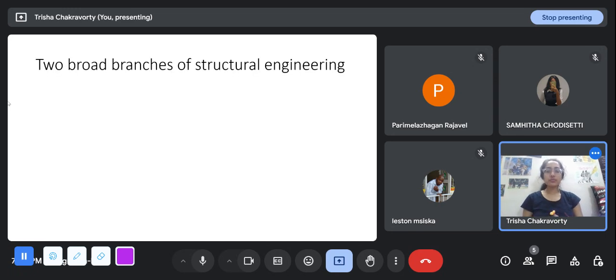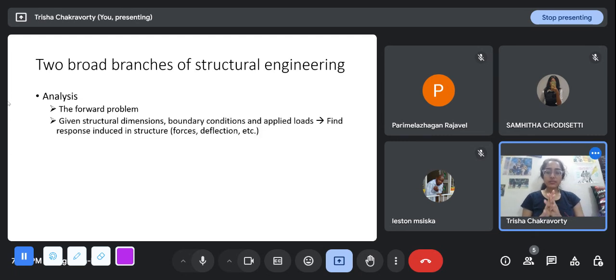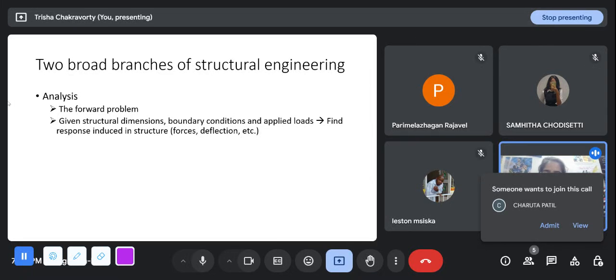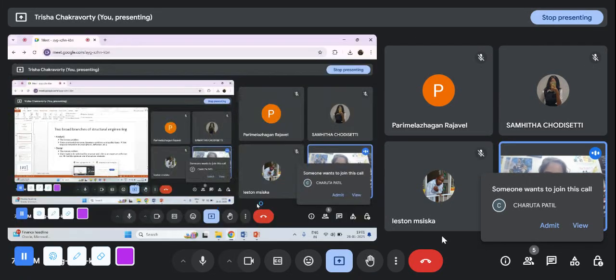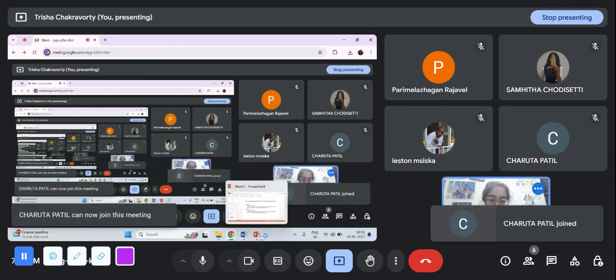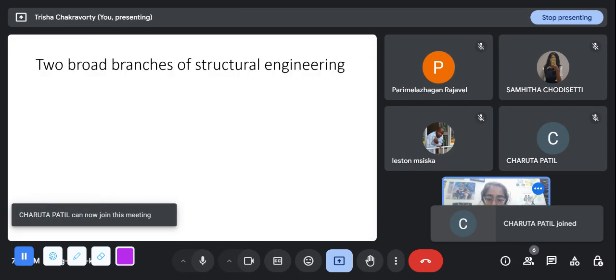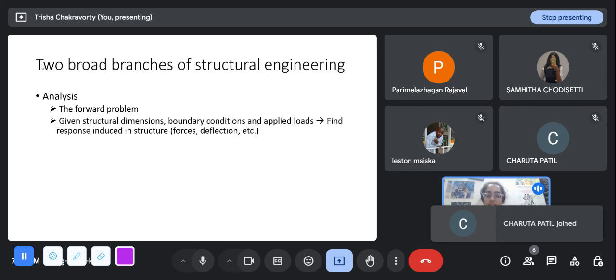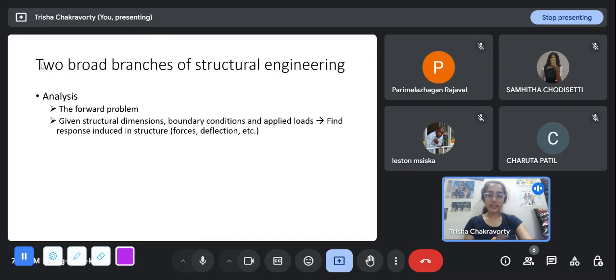Now, there are two broad branches of structural engineering. One is analysis. Analysis is basically the forward problem. So, here we will be given the structural dimensions, the boundary conditions, and the applied loads.